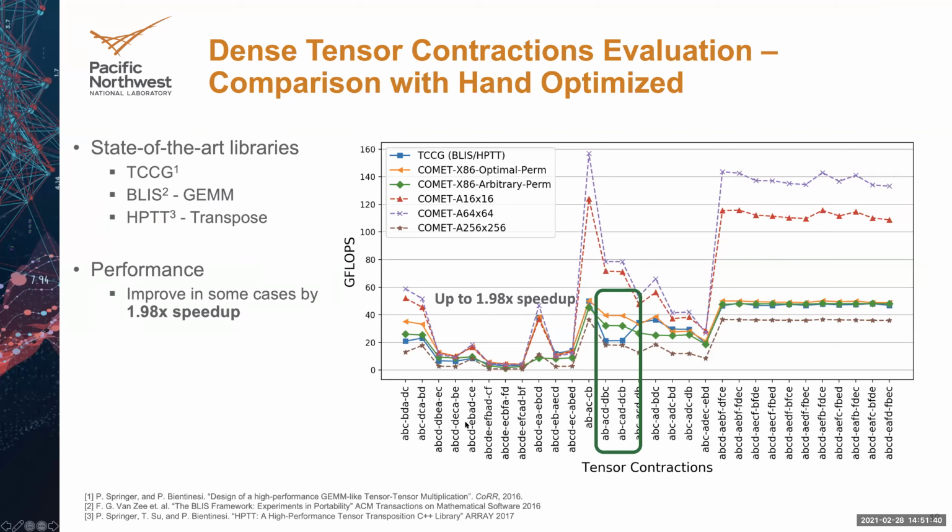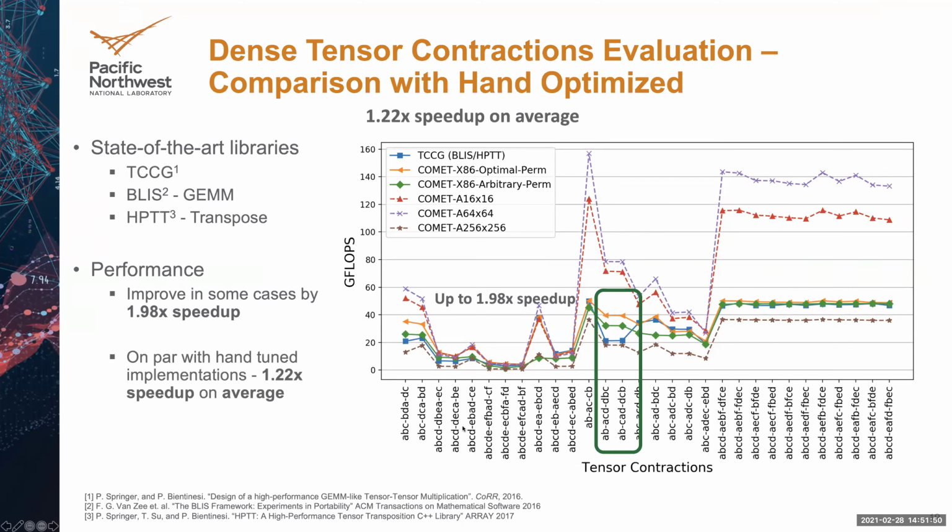Also, I forgot to mention, the tensor contraction operations we can see on the x-axis come from different application domains. On average, we can see that our compiler provides a 20% speedup across different tensor contraction operations.